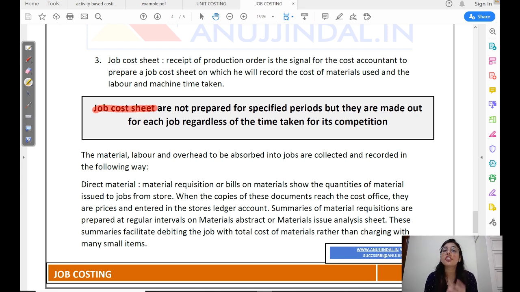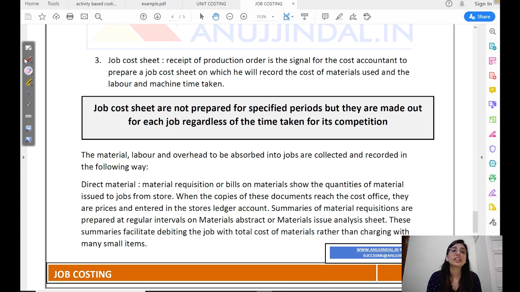Rather, if you have got 4 job orders in a year, then you will prepare 4 separate job sheets, one for every job order, right? So in a year, if you have 4 orders, you will prepare 4 cost sheets and not just one for 1 year, right?